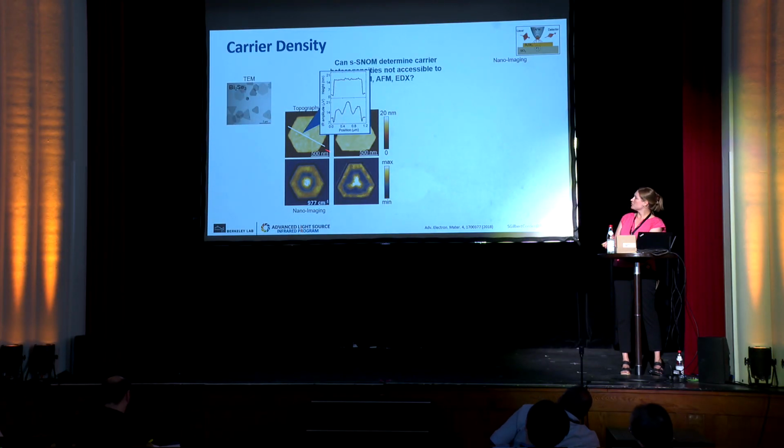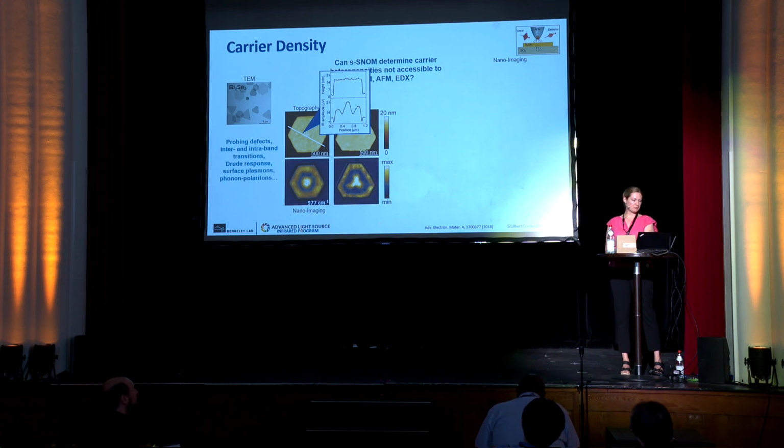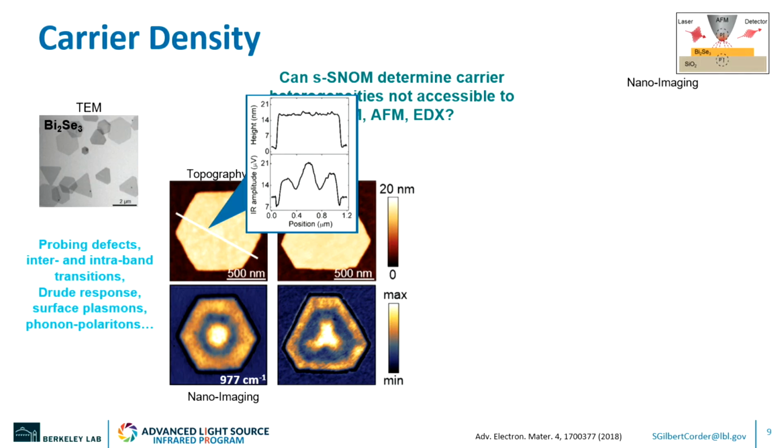And so I'd like to just point out that the topography on this nanocrystal, this nanoflake, is very, very flat, but we do see something that looks very similar to an interference fringe. And so from this measurement, it wasn't clear immediately what was going on. Are we probing defects? Are we seeing inter and intraband transitions? Is it a Drude response, surface plasmons, or phonon polaritons? We just really weren't sure.